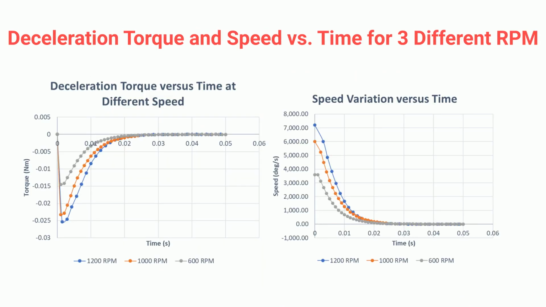Deceleration torque and speed versus time for 3 different RPM. The deceleration torque plot shows that the torque increases from 0 when the brake is activated, reaches a peak, and then decreases until it returns to 0. This decrease in torque occurs as the speed decreases due to the braking force. The interaction concludes when both torque and speed approach 0.